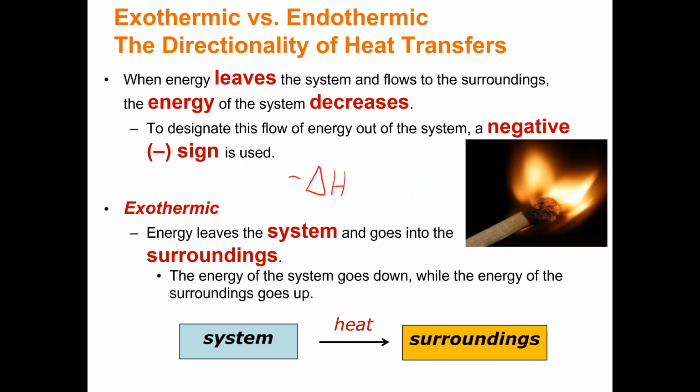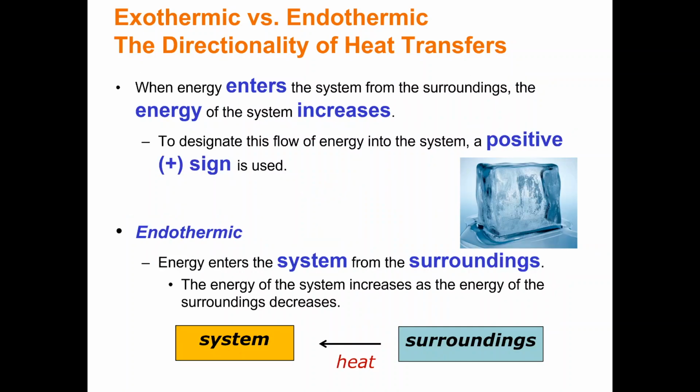Okay, so an example of an exothermic process would be like striking a match. So if we strike a match and we put our hands close to it, we can feel the heat coming off of it. So this is an exothermic process. Okay, so energy leaves the system and goes into the surroundings. And from the system's point of view, the energy of the system is going down, while the energy of the surroundings is going up. So basically we have energy or heat flowing from the system to the surroundings.